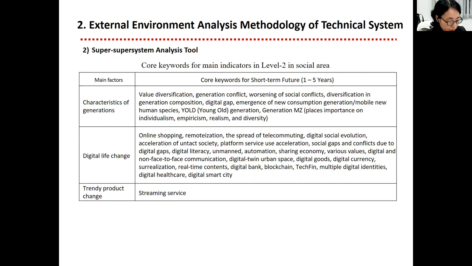And the results of the search for keywords for characteristics of generation are as follows. Value diversification, generation conflict, worsening of social conflicts, diversification in generation composition, digital gap, emergence of new consumption generation, mobile human species, Yeom generation, generation energy, places importance on individualism, implicit in realism and diversity.